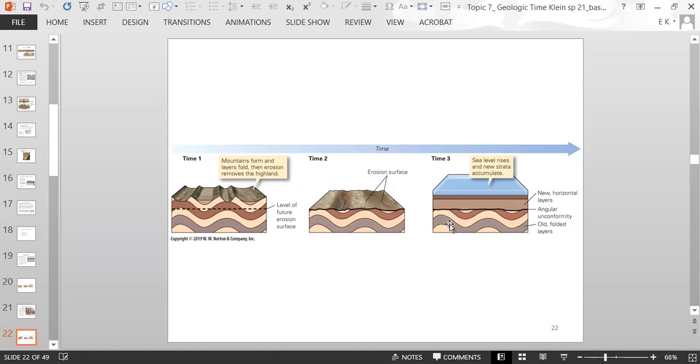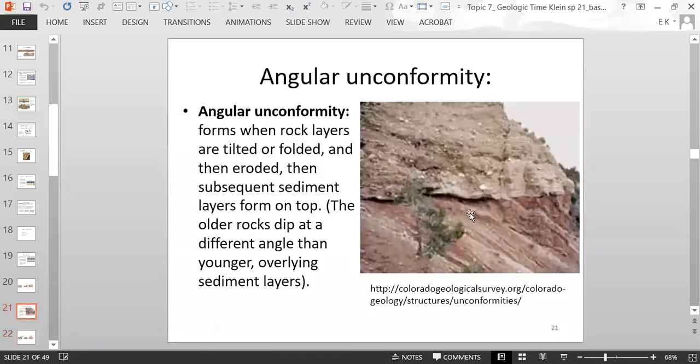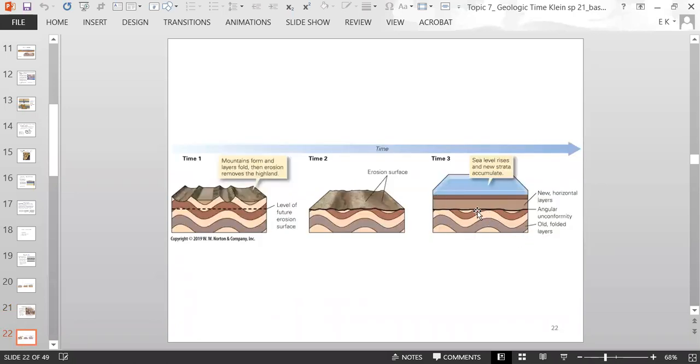This could either be folded layers like you see in the diagram, or it could be tilting like you see here. These rock layers are tilted. Okay, so they're tilted or folded, but they're oriented at a different angle than the sedimentary layers above.